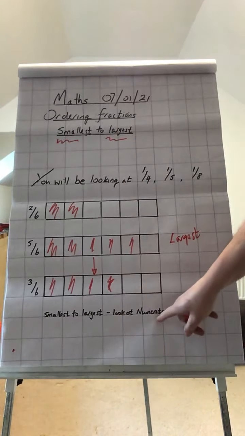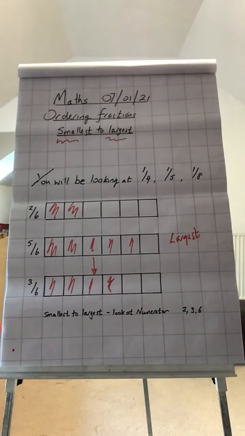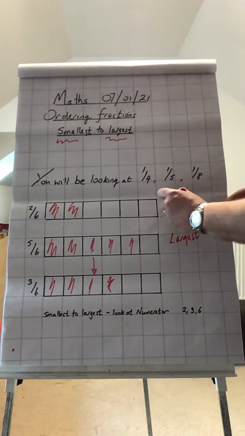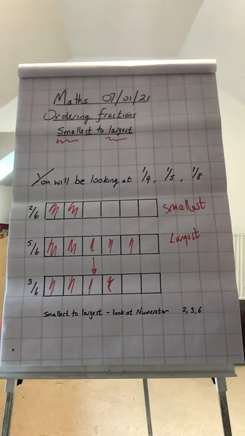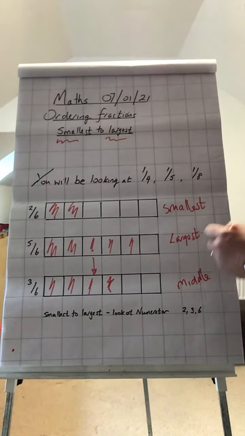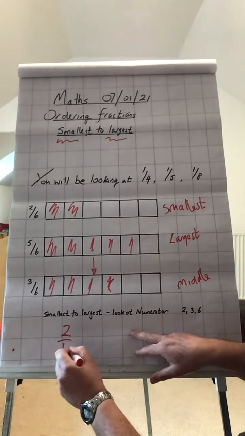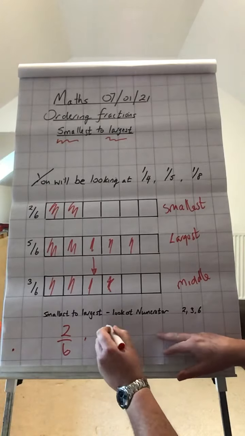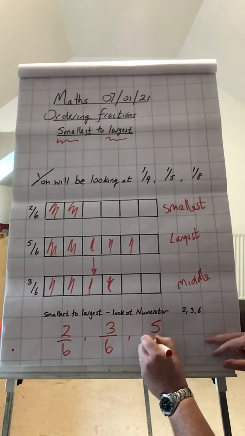So again, you can look at the numerator to help you. You know, hopefully, that 2 is less than 3, which is less than 5. So the numerator will tell you which order they come in. So 2 sixths is the smallest fraction, 5 sixths is the largest, and 3 sixths is going to be our middle value. If I was to write those out from smallest to largest, I will start with my 2 sixths, then put a comma in, then I will write 3 sixths and a comma, and my largest fraction is 5 sixths.